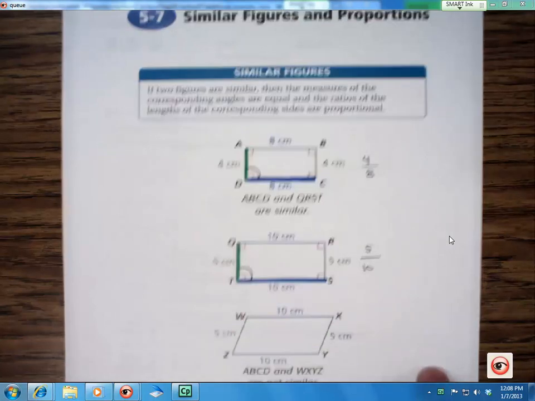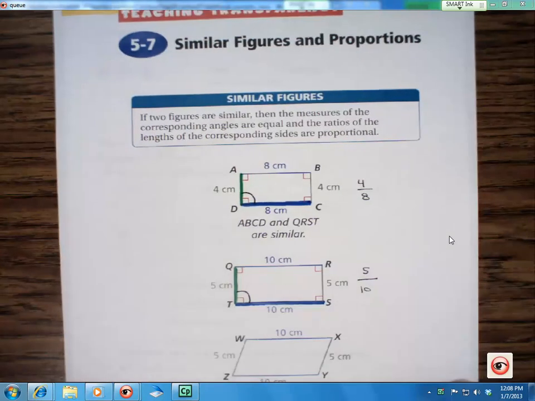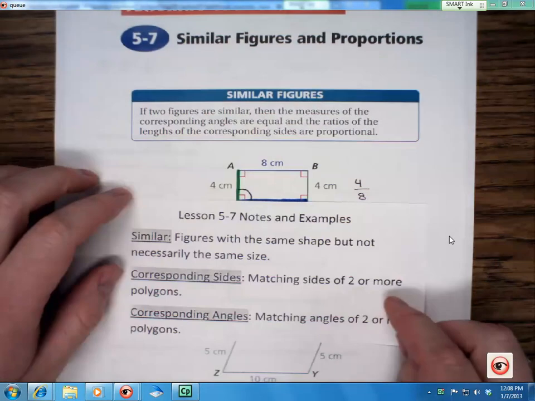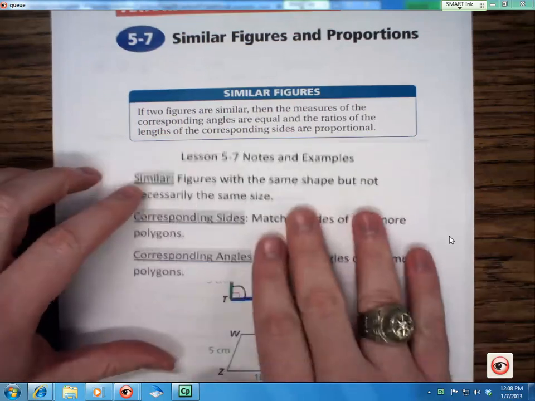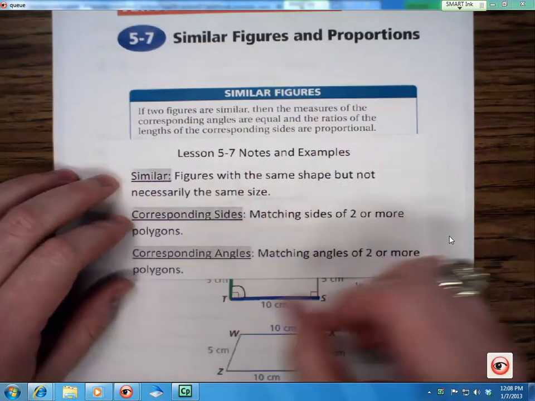Today we are going to be talking about similar figures and proportions. Now, you did receive your vocabulary, which has 3 different vocabulary words today. Our first one being similar, which means figures that have the same shape but not necessarily the same size.